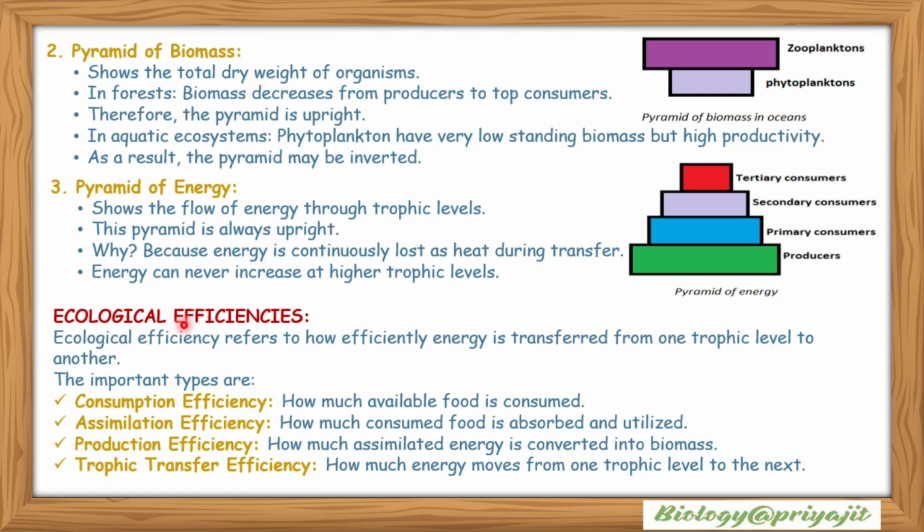Now we study ecological efficiencies. Ecological efficiencies refer to how efficiently energy is transferred from one trophic level to another. The important types are consumption efficiency, how much available food is consumed; assimilation efficiency, how much consumed food is absorbed and utilized; production efficiency, how much assimilated energy is converted into biomass; trophic transfer efficiency, how much energy moves from one trophic level to the next.